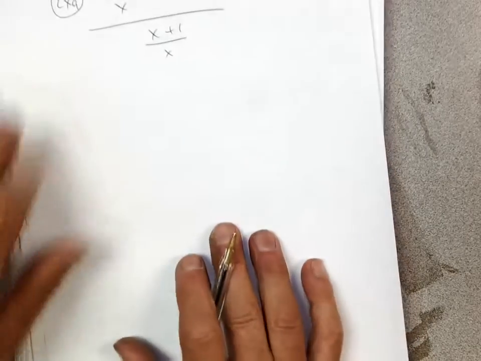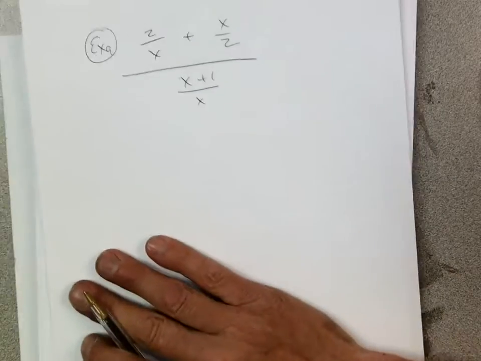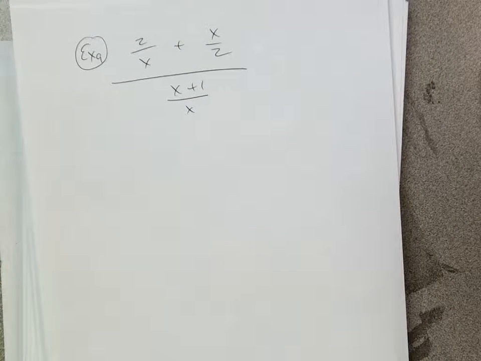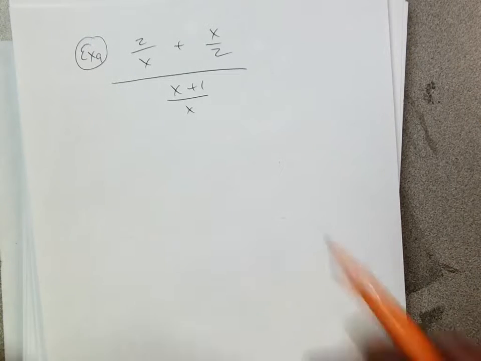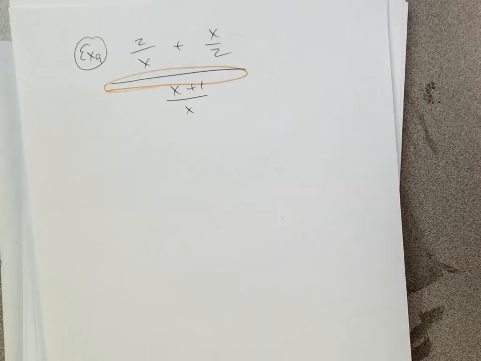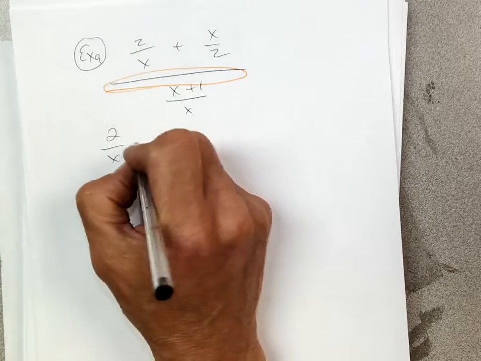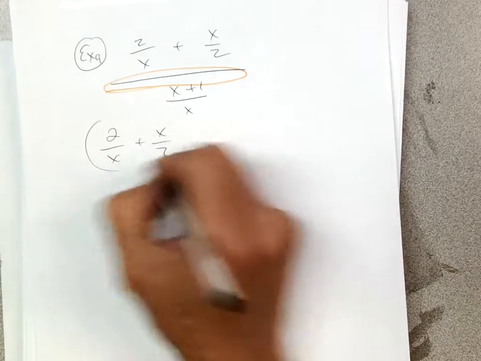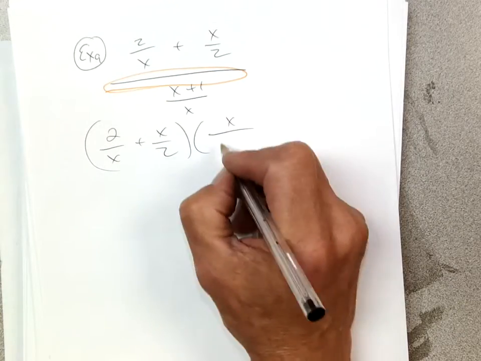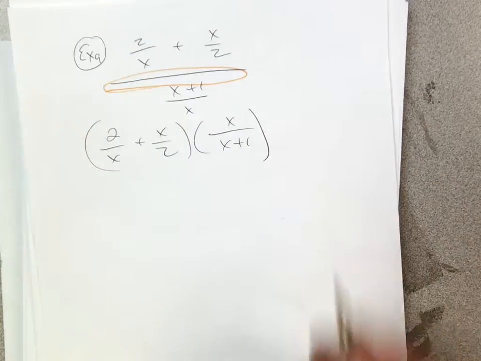Okay, here's what I do. First of all, it's a fraction divided by a fraction, right? So first of all, let's invert and multiply. First step is to take care of that right there, okay? So I'll have a 2 over x plus an x over 2 times an x over an x plus 1. That's the first thing I'm going to do.